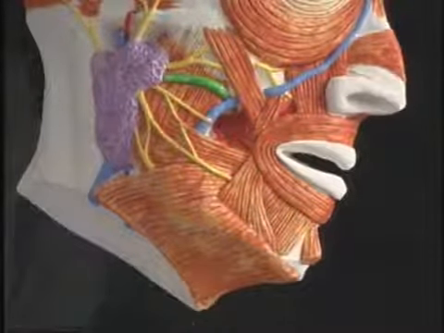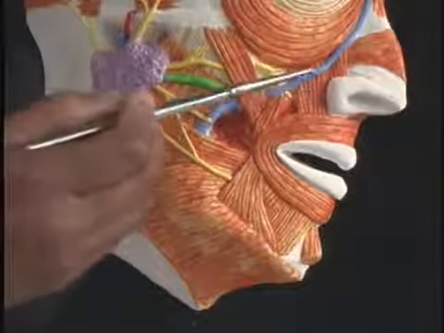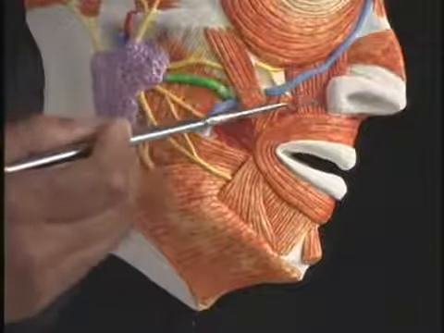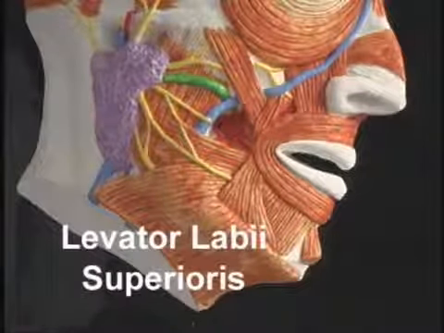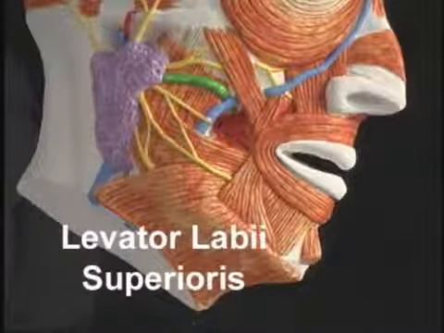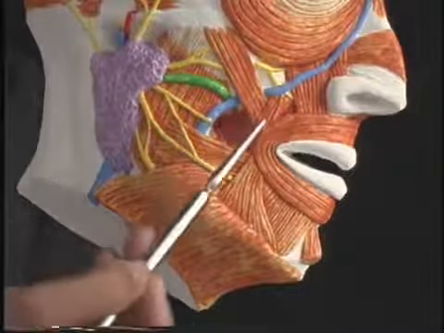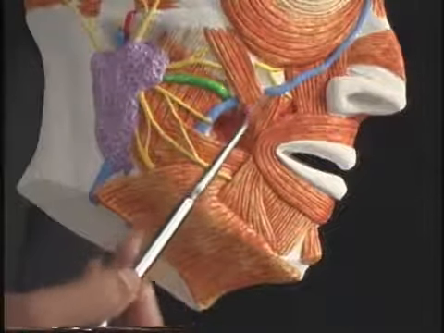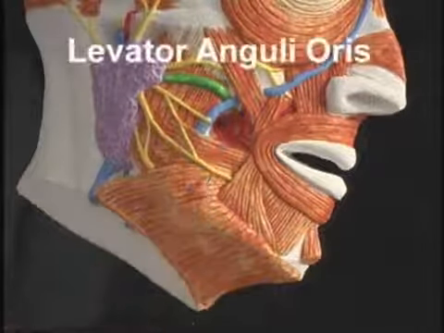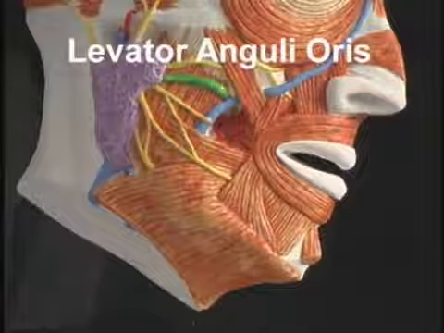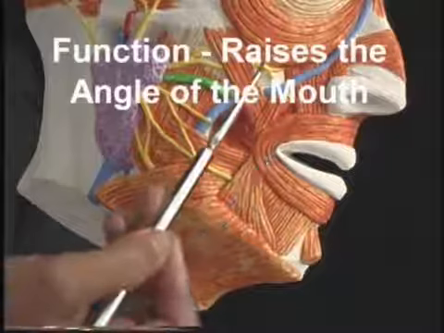The muscle which elevates the lip, there are two muscles. We look at this muscle here. This muscle is called levator labii superioris. When it contracts, it raises the upper lip. There is a thin muscle which we are looking at here, coming to the angle of the mouth. This is known as levator anguli oris. Contraction of this muscle brings the angle of the mouth upwards.